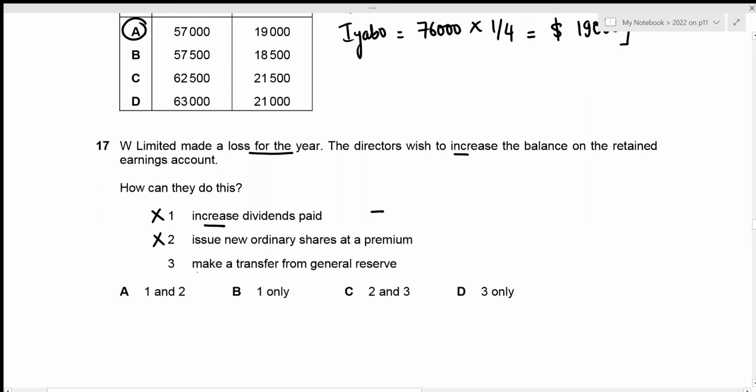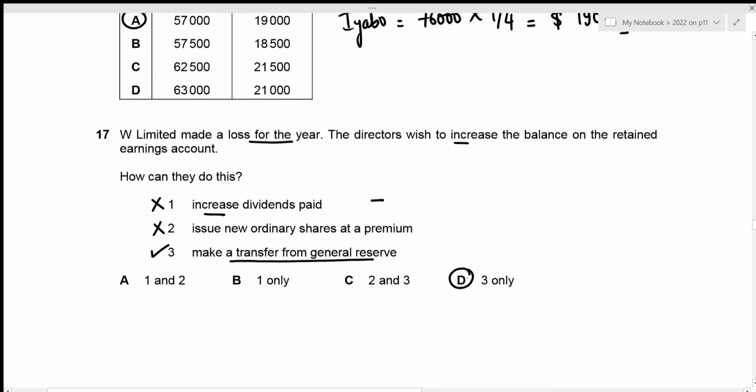And the third one is to make a transfer from general reserve. What we do during a transfer from general reserve is that we take a certain amount from general reserve and put it in our retained earnings, which will increase the balance on the retained earnings. So this is the correct one. So our correct answer is 3 only, which is given in option D. This concludes question number 17. We can now move towards question number 18.